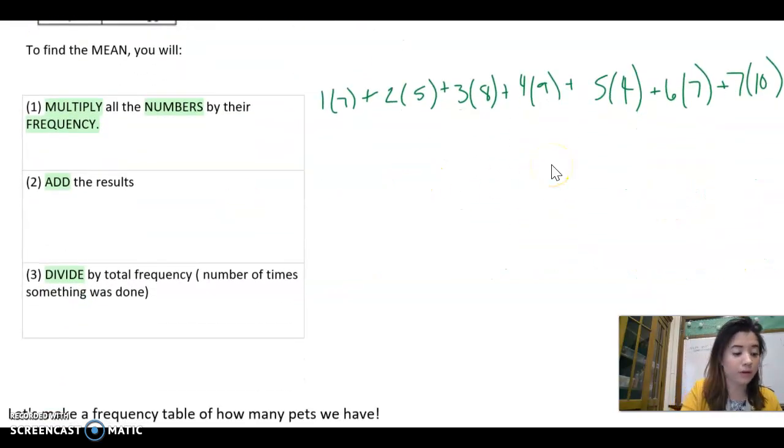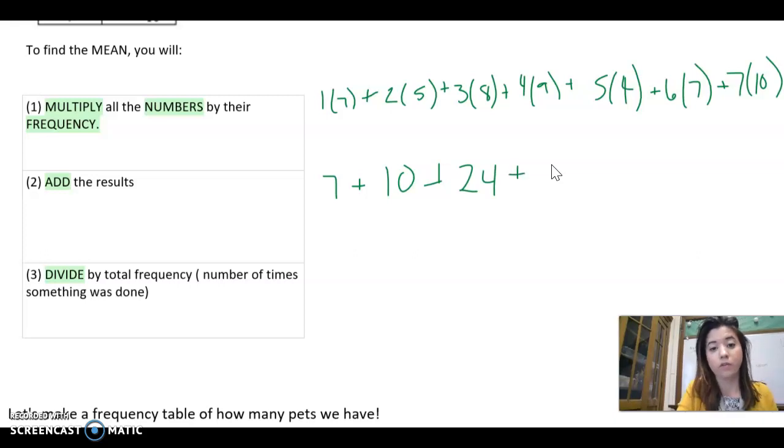So I'm going to rewrite them all simplified out here. So 1 times 7 is 7. 2 times 5 is 10. 3 times 8 is 24. 4 times 9 is 36. 5 times 4 is 20. 6 times 7 is 42. 7 times 10 is 70.